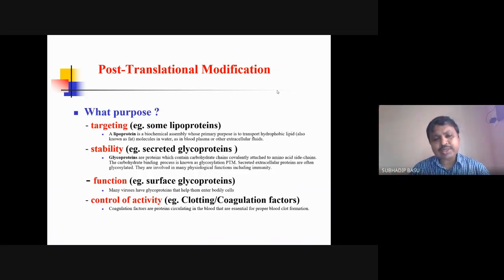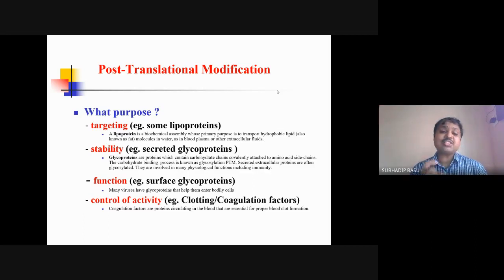In general, this is also a purpose that helps in stability of a living organism. For example, if secreted glycoproteins are not glycosylated, then our immunity system may fall down. So this helps in stability. There are also some specific functionalities, for example, many viruses have glycoproteins that help them enter body cells.